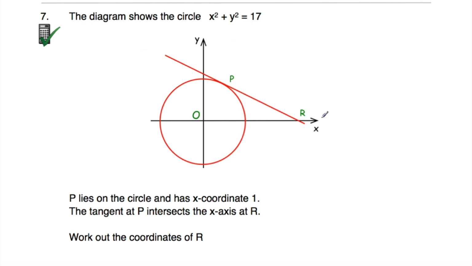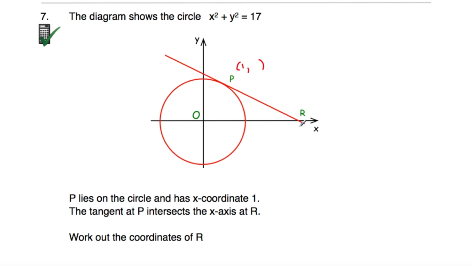And we've got this tangent to the circle, and it touches the circle at P and carries on, and it crosses the x-axis at this point R. And we're told that P is the point that lies on the circle, and it's got an x coordinate of 1, so it's 1 something. And we're told that the tangent meets the circle at P and carries on, meets the x-axis at R, and we want to find the coordinates of the point R.